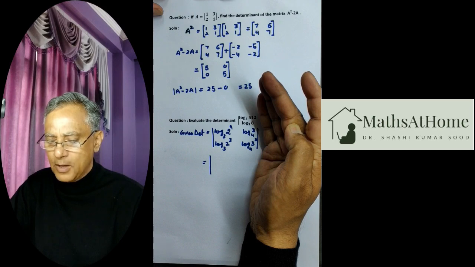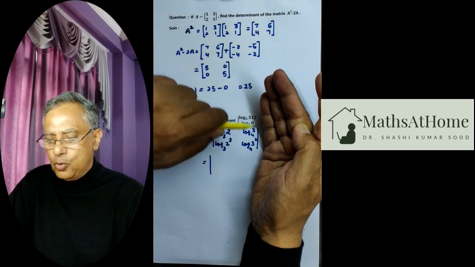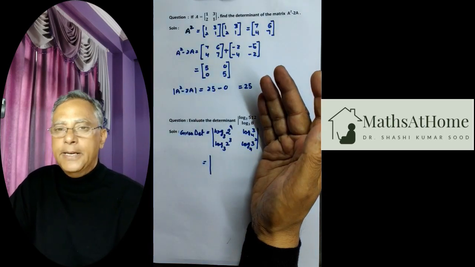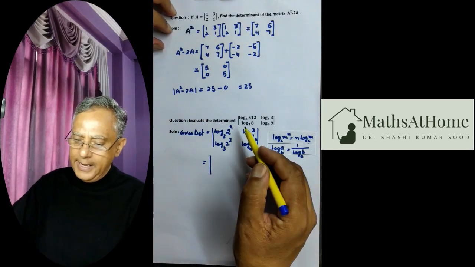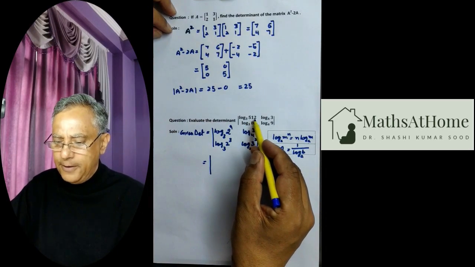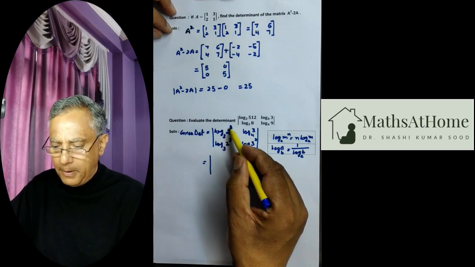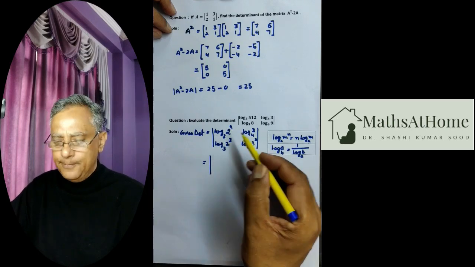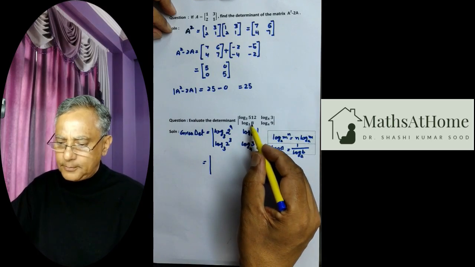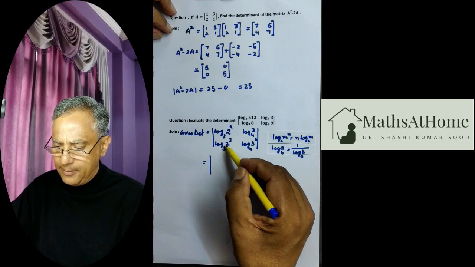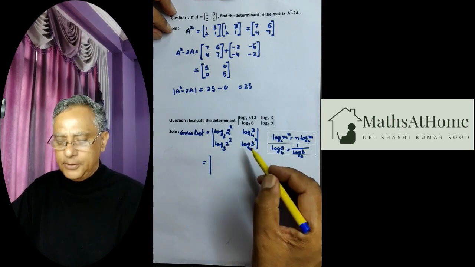256 2s are 512. So 512 is 2 to the power of 9. So we can write log 512 to the base 3 as log 2 to the power of 9 to the base 3. Log 81 to the base 3 can be written as log 3 to the power of 4, and log 8 to the base 3 can be written as log 2 to the power of 3 to the base 3.